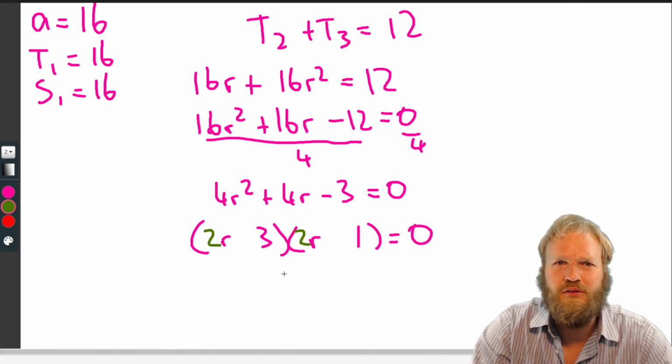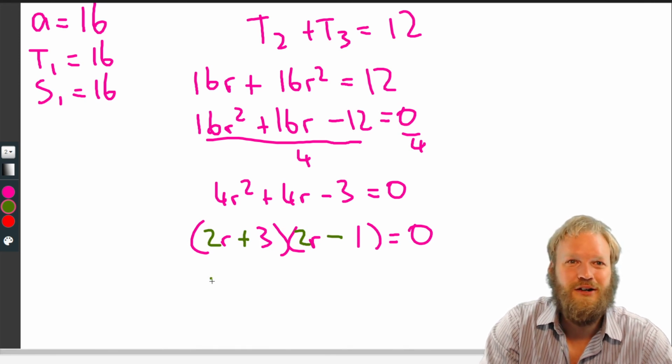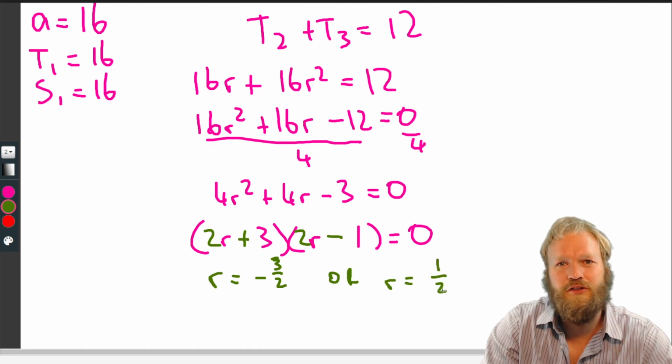I don't know which one. Do we need a 6 and a 2? I think that's going to work out quite nicely. We can have plus, minus. Minus 2r plus 6r gives us 4r. Hey, we got it. That was nice. r equals minus 3 over 2, or r equals 1 over 2.